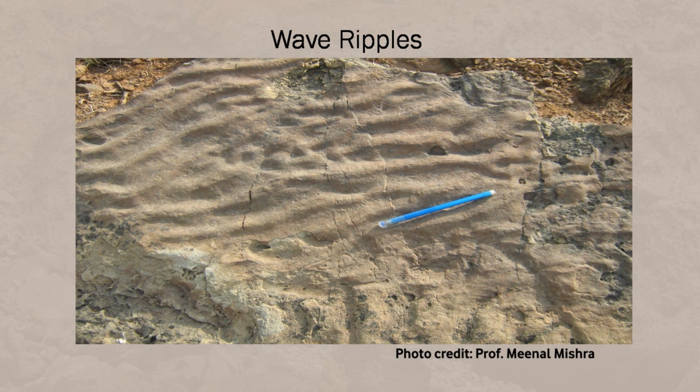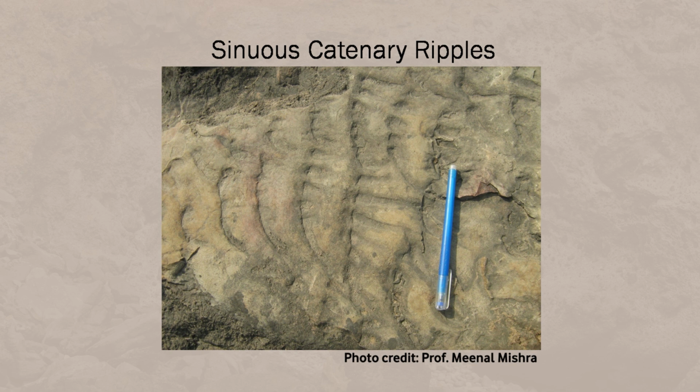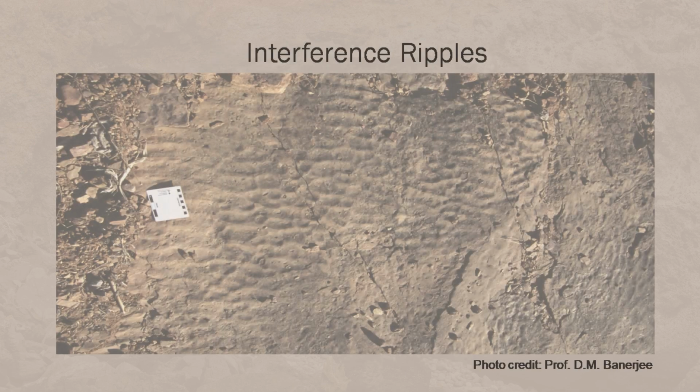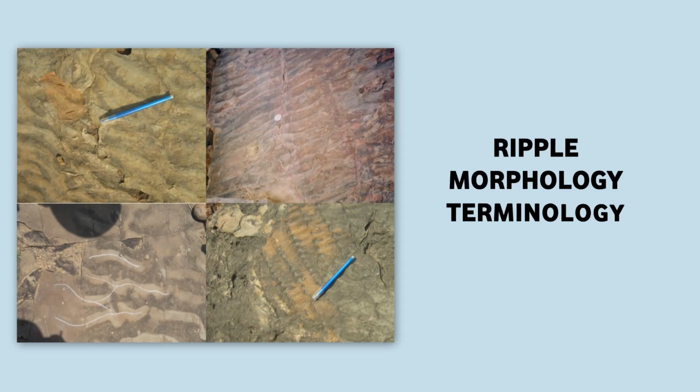As I showed you, the ripples are formed by both current or by wave. So this is an example of a wave ripple where both the lee side and other side are almost symmetrical. Another slide shows palimpsest features, sinuous or catenary ripples here. Interference ripple, where you have multiple directions of currents. The ripple morphology.